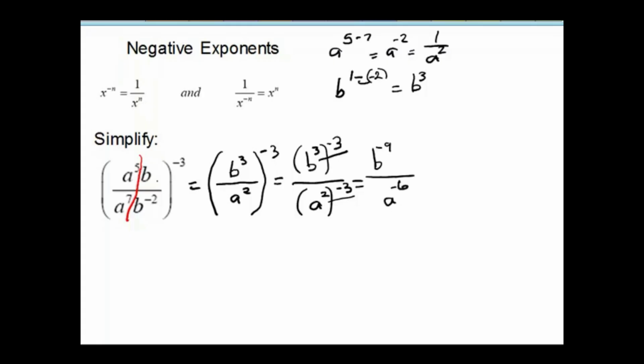And now they're both negative, so they're going to switch places. This one's going down, and this one is going up. So I'm going to have a to the positive 6 on the numerator and b to the positive 9 on the denominator. So if you see anything on the inside of a big parentheses that will clean up, you should work from the inside out and clean up first.